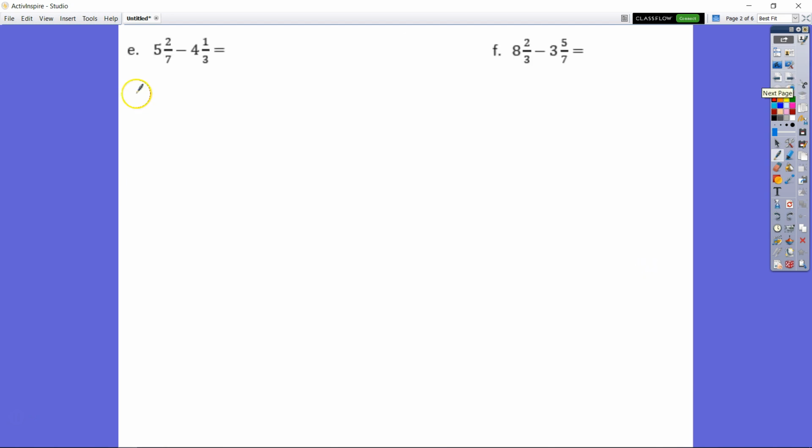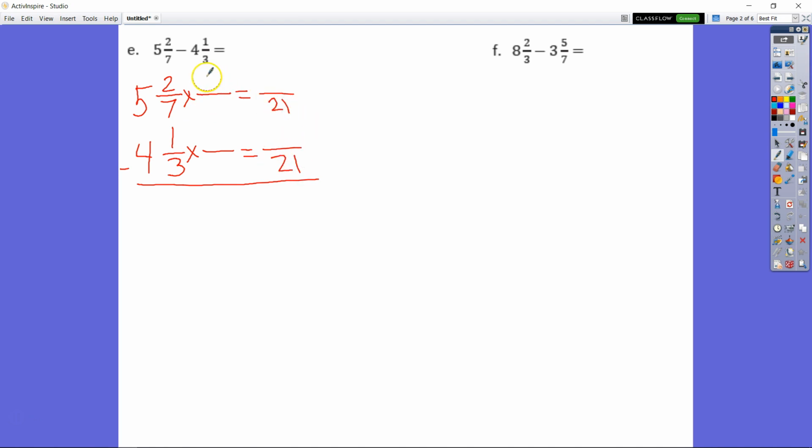All right, for E, we have 5 and 2 sevenths minus 4 and 1 third. We know that we're going to multiply our denominators to get our common denominator, 21. We have 3/3 here, 7 sevenths here. 2 times 3, 6. 1 times 7 is 7. We know we can't do that math. 5 is going to become 4. That one that we regrouped is now going to become 21 over 21. 21 over 21 plus 6 over 21 equals 27 over 21.